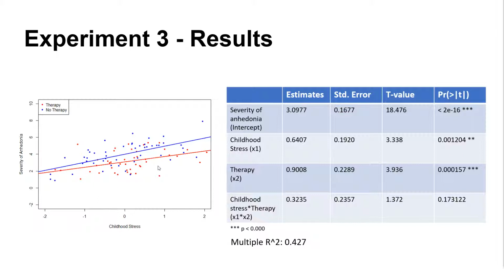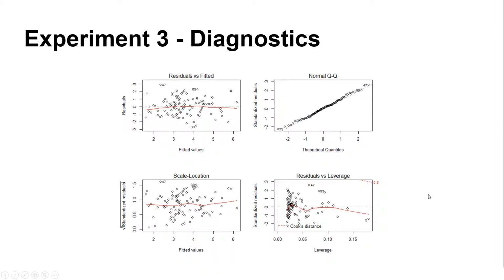And then finally, in our third moderation model, we were interested in understanding how childhood stress and severity of anhedonia symptoms are moderated by whether or not a subject is currently enrolled in therapy. Therapy status by itself was considered a significant variable, but the relationship between childhood stress and levels of anhedonia didn't seem to be influenced by whether or not someone was in therapy, which we can indicate here.